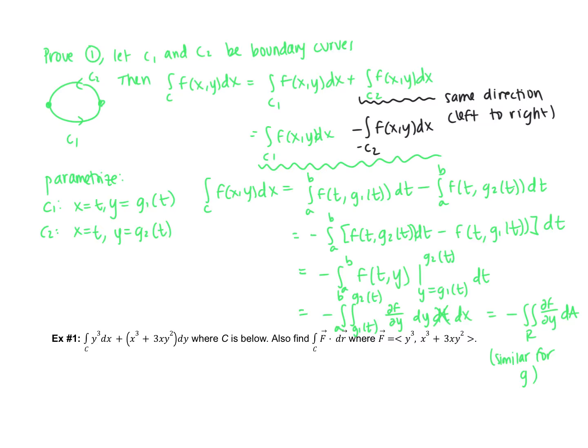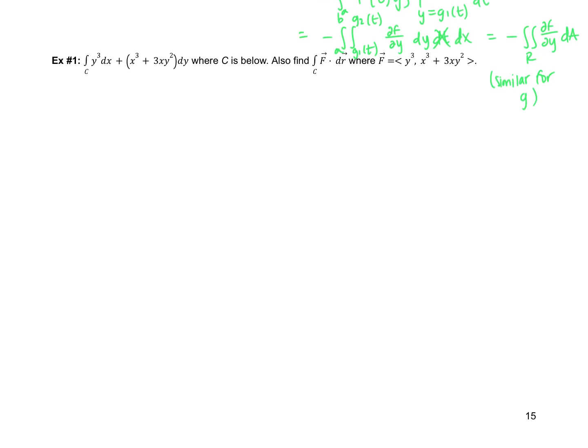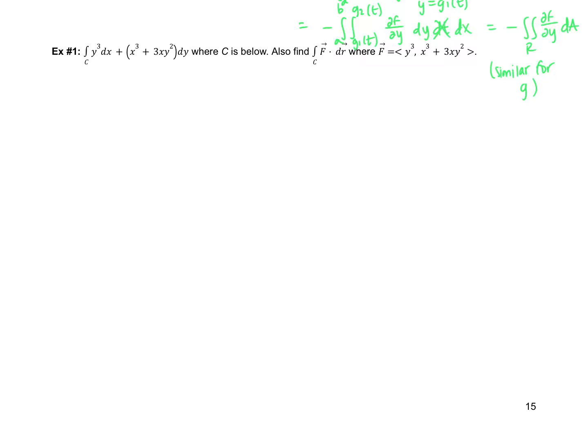So now that we've proved Green's theorem, let's actually use it. Example 1, we're going to calculate that line integral, where C is as below, and then we're also going to find F dot dr. Okay, so first of all, you don't have C, so let's draw C. C goes from (0,0) to the point (1,1). And we have the line y equals x, and then we have the curve y equals x cubed. We travel y equals x cubed first, and then y equals x.